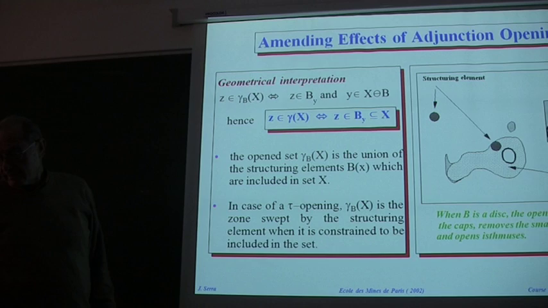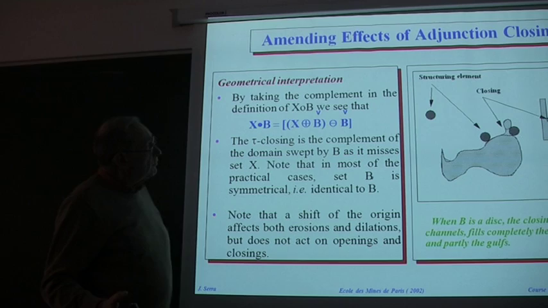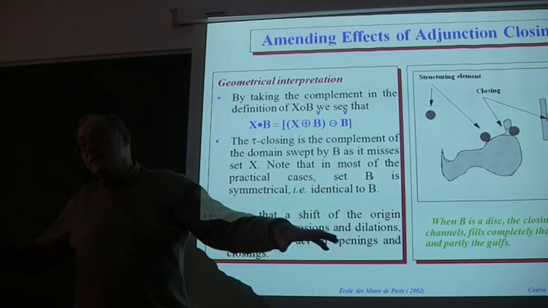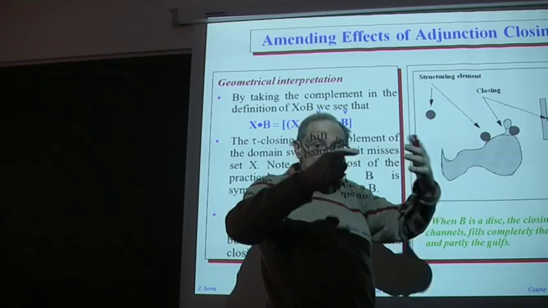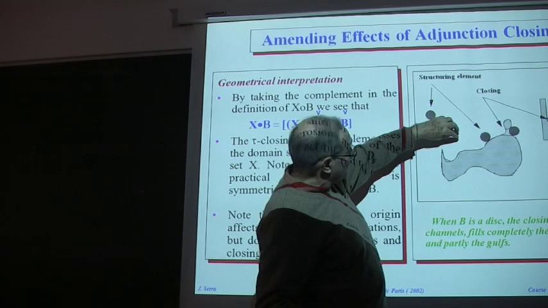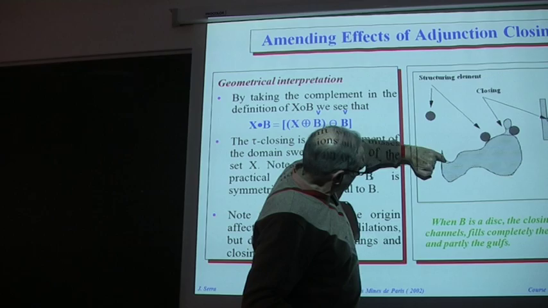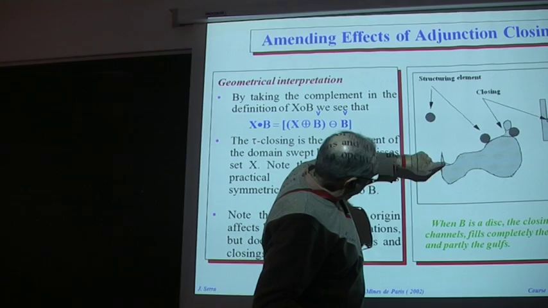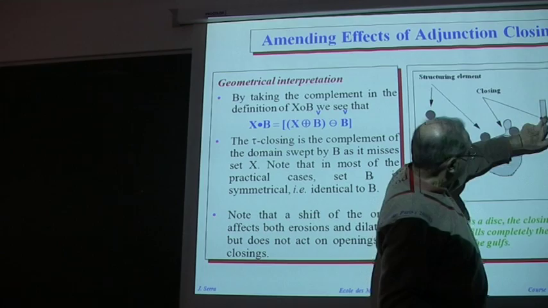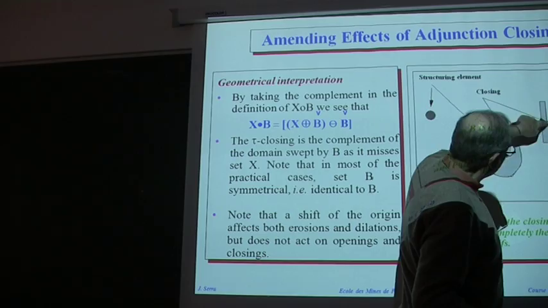And the same with the closing. If you want to think about the closing, the best is to look at the background and say it is an opening. So when you want to consider the closing, you dilate first and erode the set. You think in terms of background, and you say for the background, I open the background, which means that there are places where I cannot enter. So this sort of small cape of the background is more or less simplified.